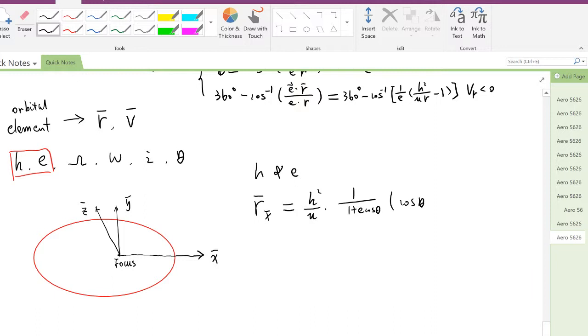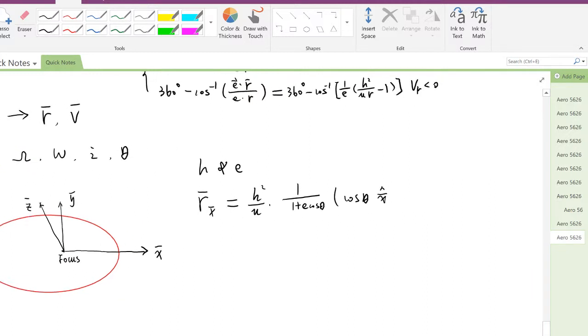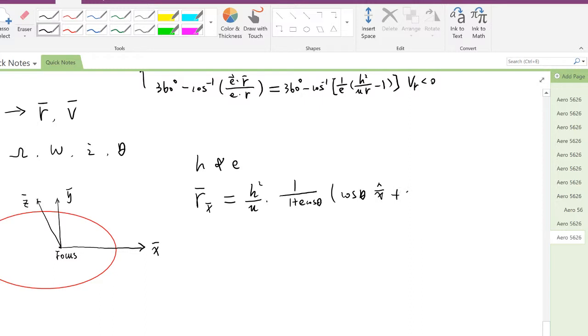Then this cosine theta is unknown. This x, small x, we use to make it different. I use the small x bar hat plus sine theta, small y bar hat. And this z component, since the motion is only restricted in the two-dimensional orbital plane, the z component here is 0. I use z bar hat 0.